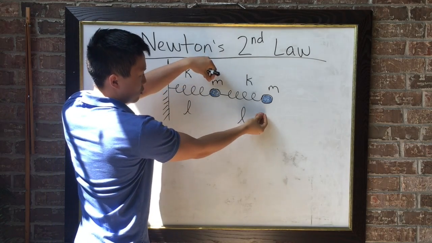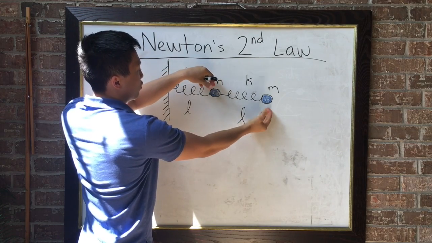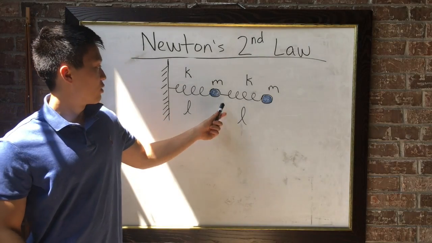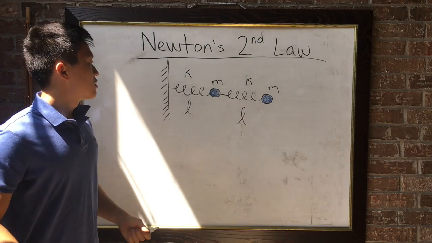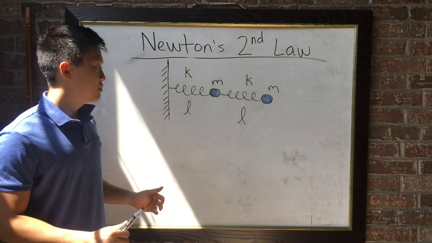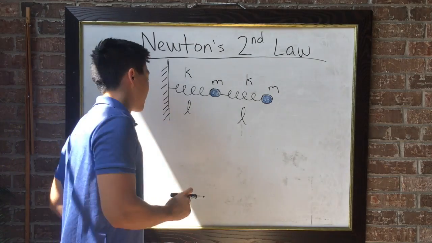So someone is holding it like this, and then the question asks, right after releasing these two masses, what are their accelerations? So first, we need to examine the net forces on each ball. So let's draw the free body diagram for this first mass right here.